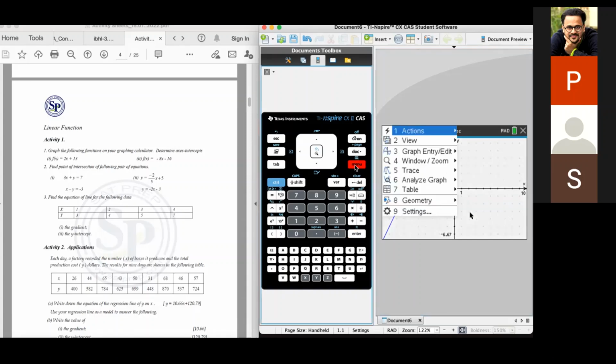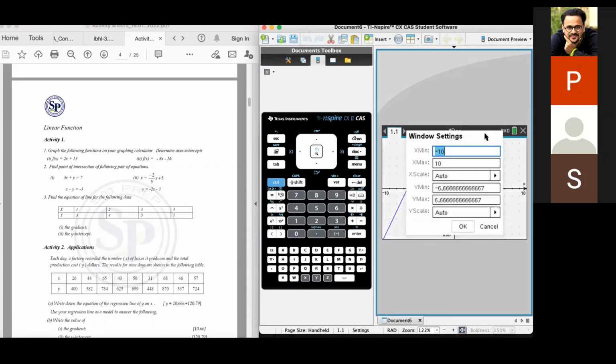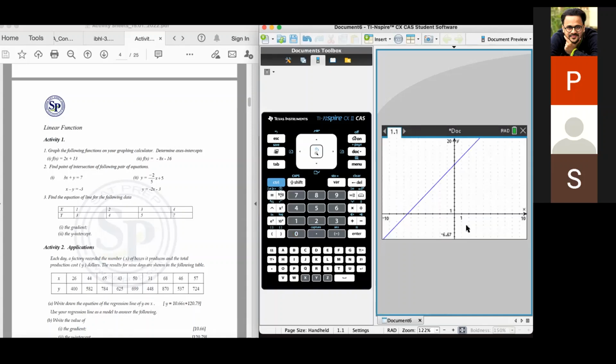So we need to adjust the window. You need to go into the window setting, and then here the maximum value of y we can make, say, 20, and then okay. So this way you can see the axis intercepts of this.